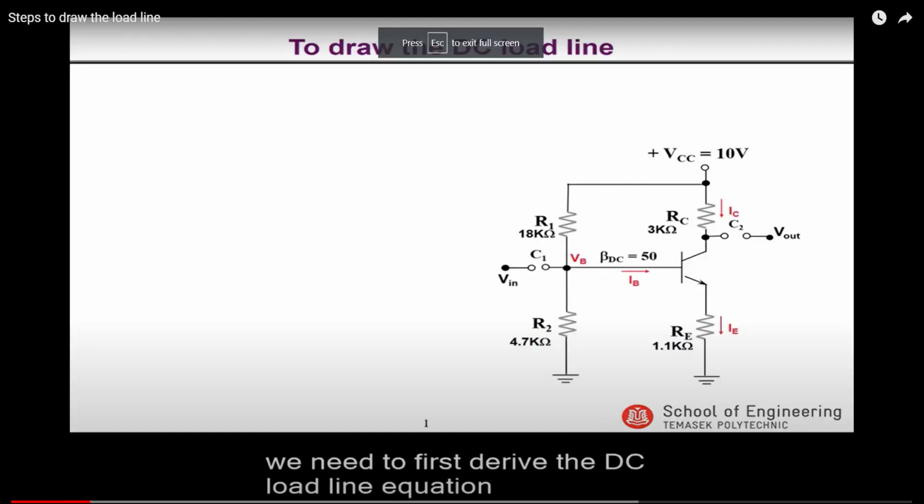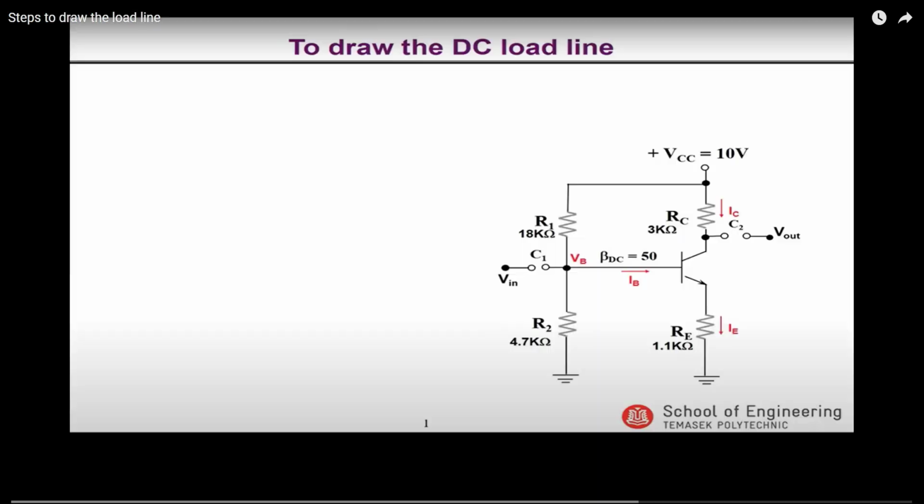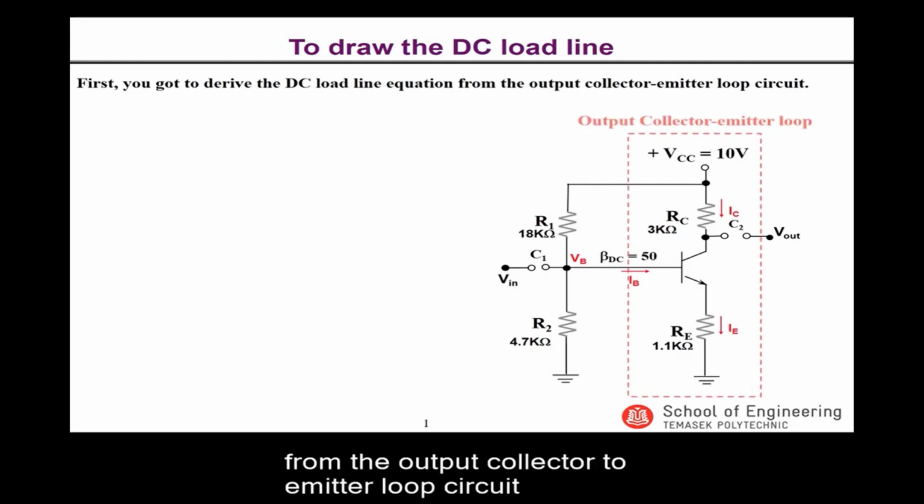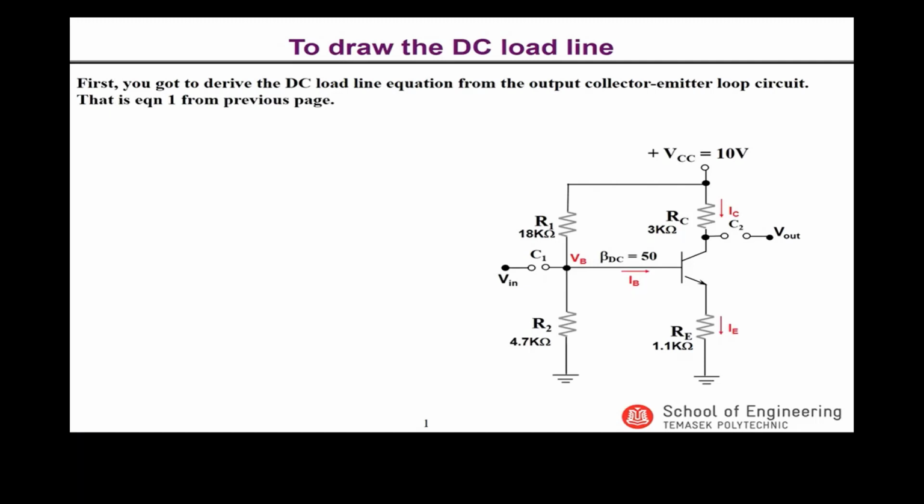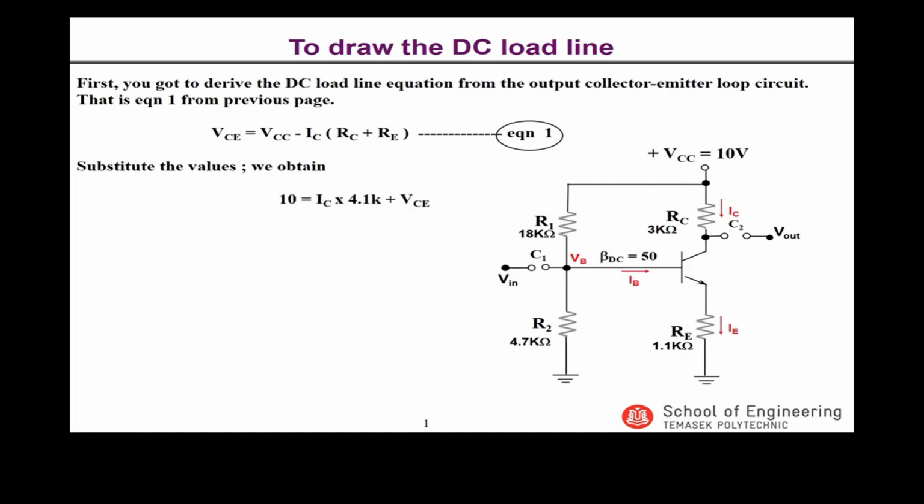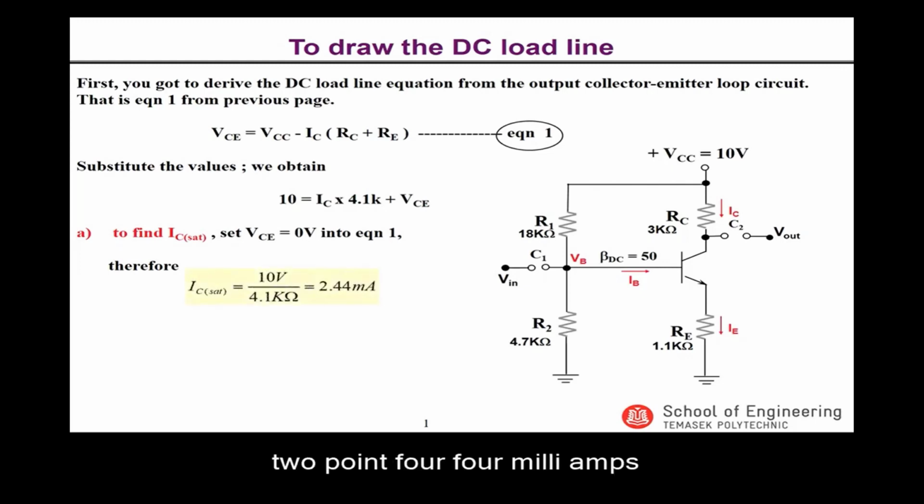To draw the DC load line, we need to first derive the DC load line equation from the output collector to emitter loop circuit, which is actually equation 1 from the previous page. Substituting the values into the equation, we obtain the following. To find IC sat, which lies on the y-axis, we set VCE equal to 0 in equation 1, since there is no VCE value on the y-axis. Therefore, IC sat will be equal to 2.44 milliamps.